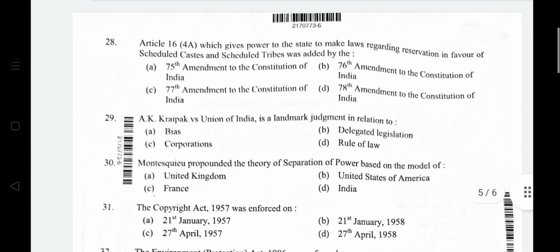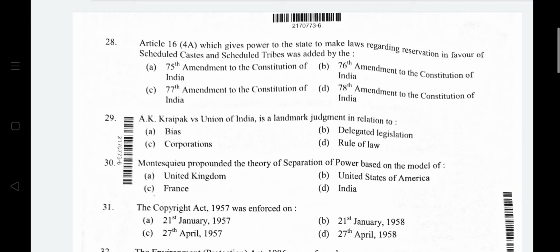Question number 28. Article 16 clause 4A, which gives power to the state to make laws regarding reservation in favor of scheduled caste and tribes, was added in the constitution by which amendment? So here options are A 75th amendment, B 76th amendment, C 77th amendment, D 78th amendment. Answer is 77th amendment.